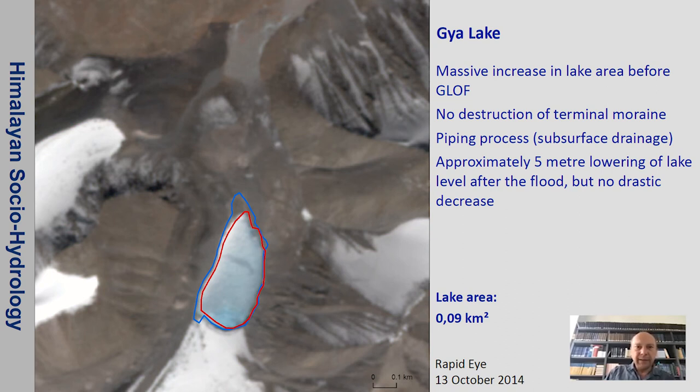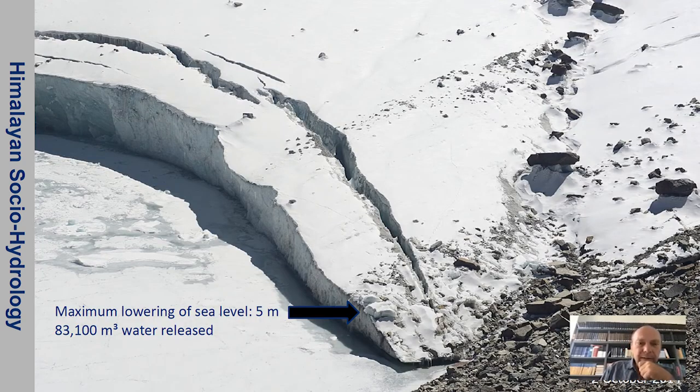And a few days after the outbreak, we have the same lake area. It increased by a few parts of a square kilometer to 0.11 on the day of the outbreak, but then it got the same size as before. And there was no destruction of the terminal moraine to report. We calculated a maximum of 5 meters of water level that was possible, that was released in this event, and it sums up to some 83,000 cubic meter of water released during this event.